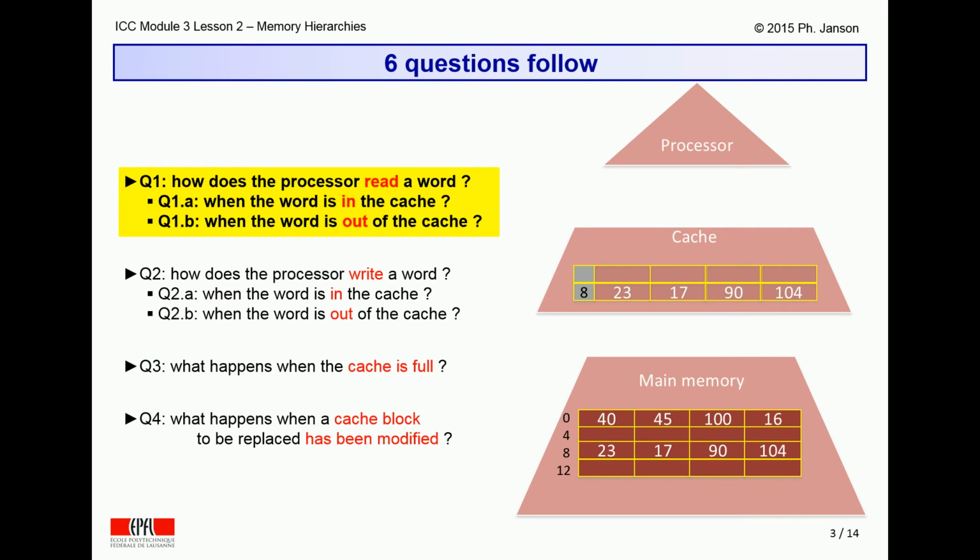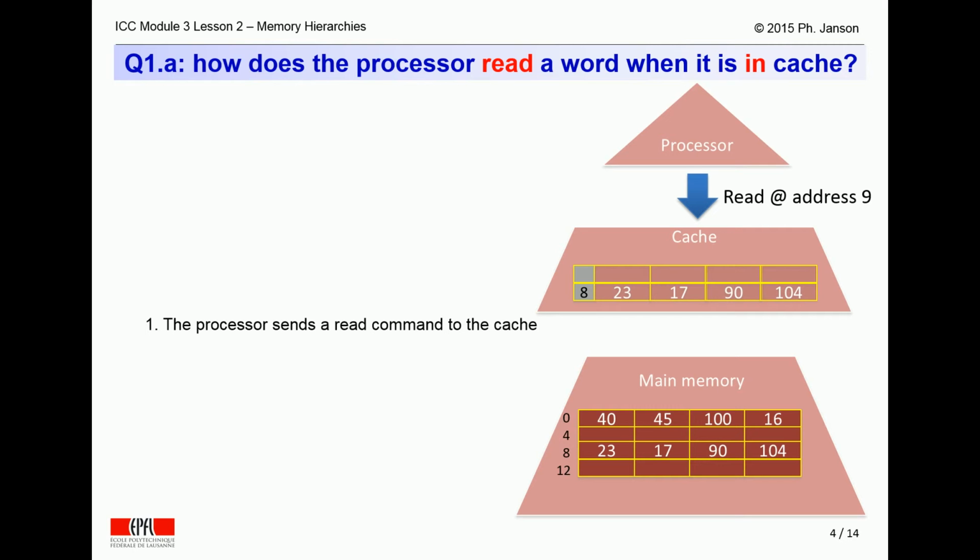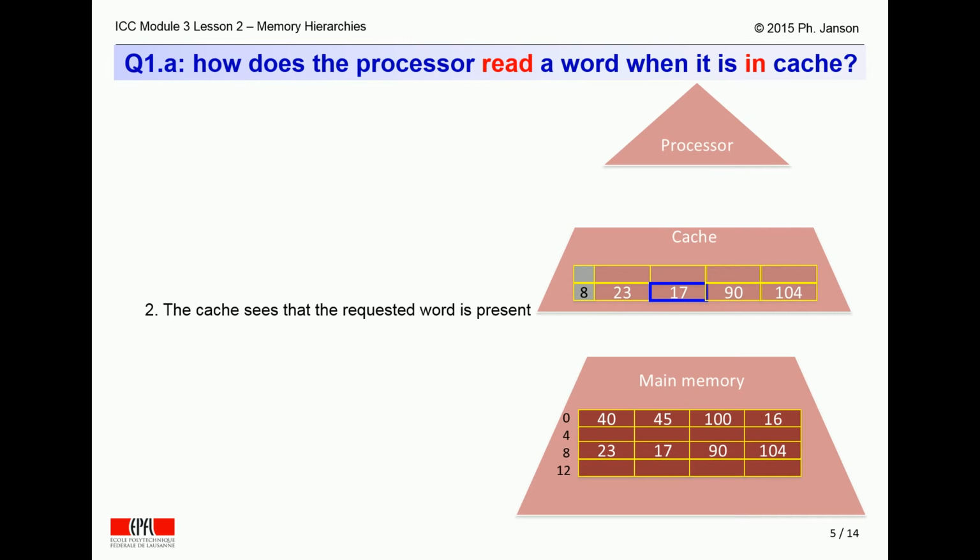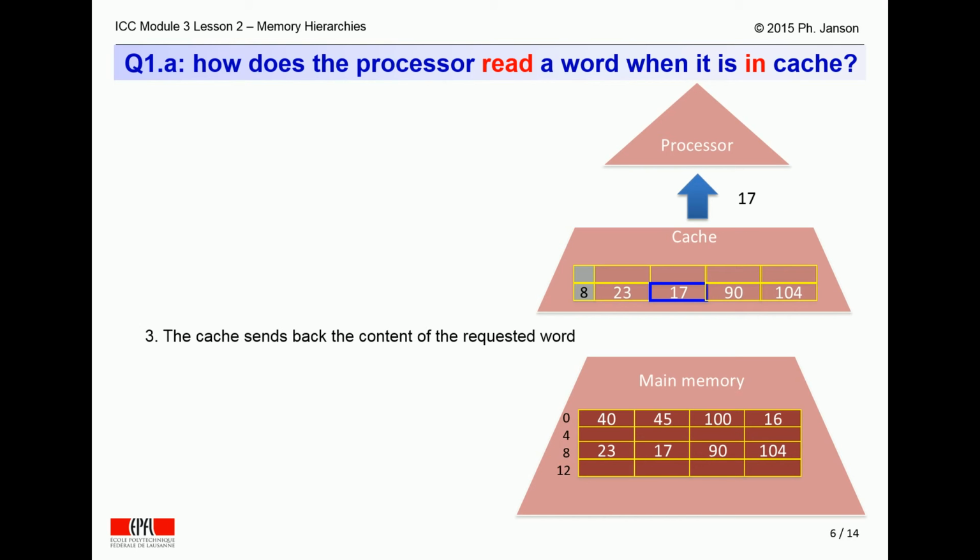We first look at the case where the word requested by the processor is already in the cache. In a first step, the processor presents the cache with a read command specifying the address of the word to be read, word number 9 in this example. In a second step, the cache computes that the requested word, which has address 9, is in the block starting at address 8, and it sees that that block is already in the cache. In a third and last step, the cache can thus directly send back the content of word 9, which is 17 in this example.